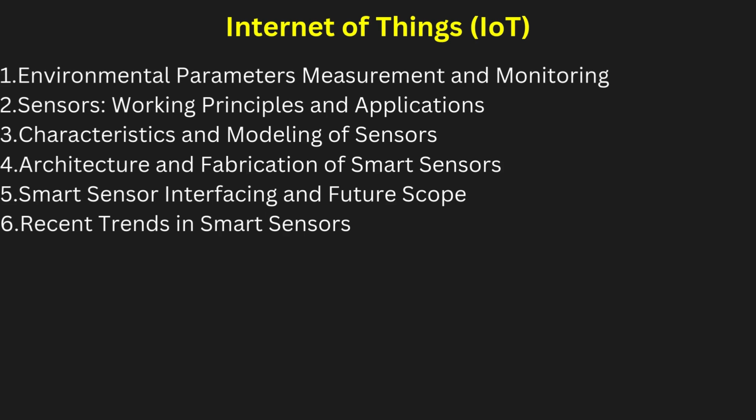Different types of sensors use various working principles to function effectively. Today, we will discuss the capacitive, resistive, and surface acoustic wave sensors. We will also learn how to select the right sensor for different applications. By the end of this video, you will understand how sensors make IoT possible. So let's begin and dive into the fascinating world of sensors and their working principles.